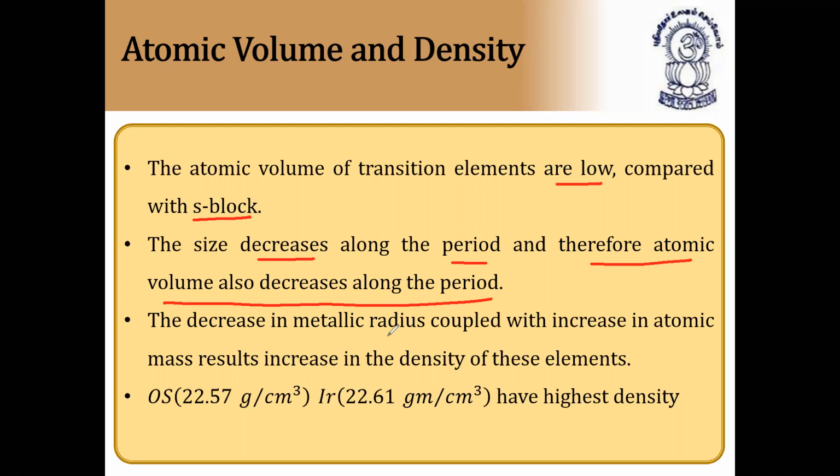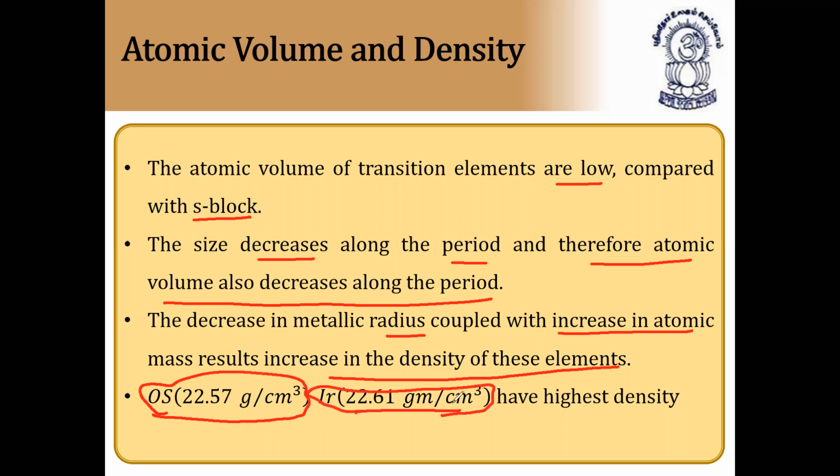The decrease in metallic radius coupled with an increase in atomic mass results in the increase in density of these elements. So that's why osmium is the highest density element, at 22.57 grams per centimeter cube, and iridium also, at 22.61. Osmium and iridium have the highest density. So which element has maximum density in the total periodic table? It is osmium and iridium. Iridium has maximum density, 22.61, and osmium also.